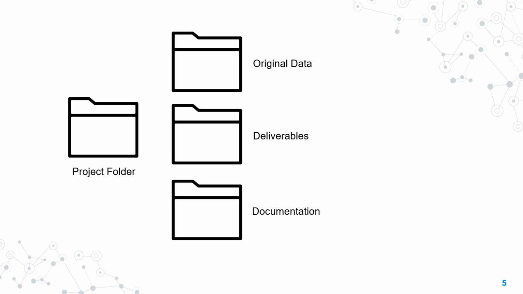There is no single right solution, but at a very high level, you may want to think about organizing your files in this manner, starting with a major project folder. Everything that you will be using or creating goes into this folder. The main project folder could then be broken down into smaller folders based on categorization that you like, such as having a folder for original data, deliverables, and documentation.